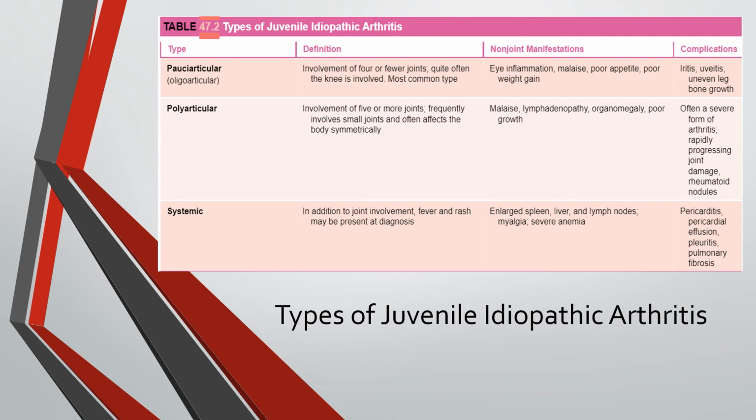You can see the different types of JIA on your screen there, and this came right out of your book. So the different types are oligoarticular, which just means there's 4 or fewer joints involved. This is the most common type. Polyarticular, meaning 5 or more joints are involved. These are usually small joints and they affect the body symmetrically. And then systemic is that last type. Not only is there joint involvement, but they usually have fever, and rash can also be present for their diagnosis.